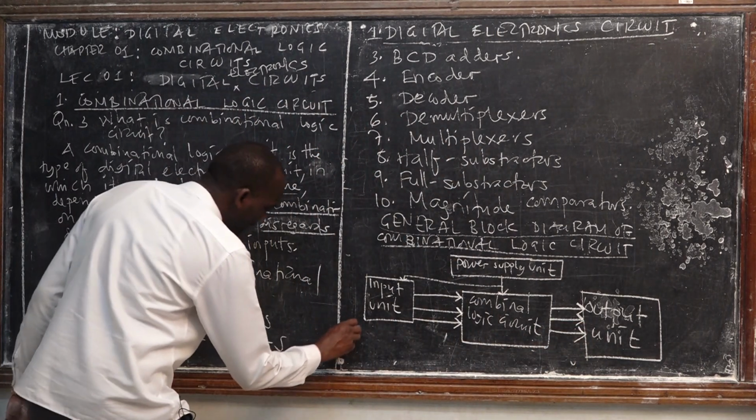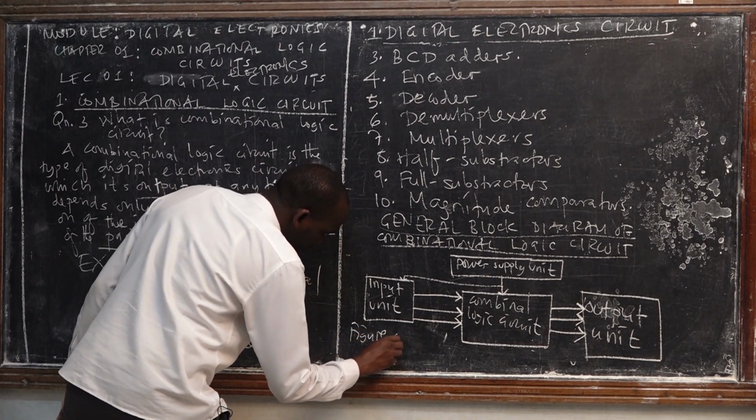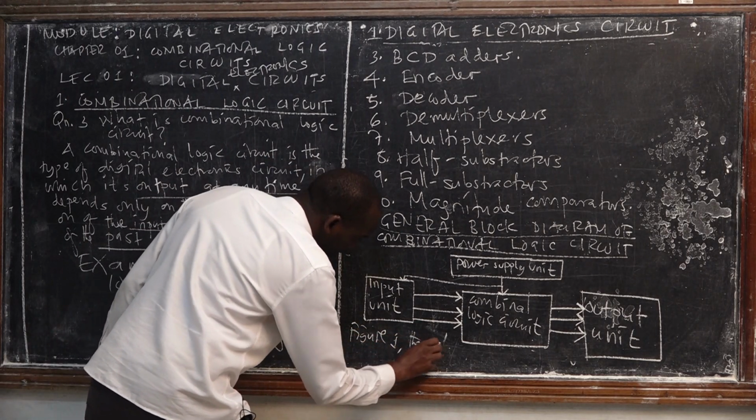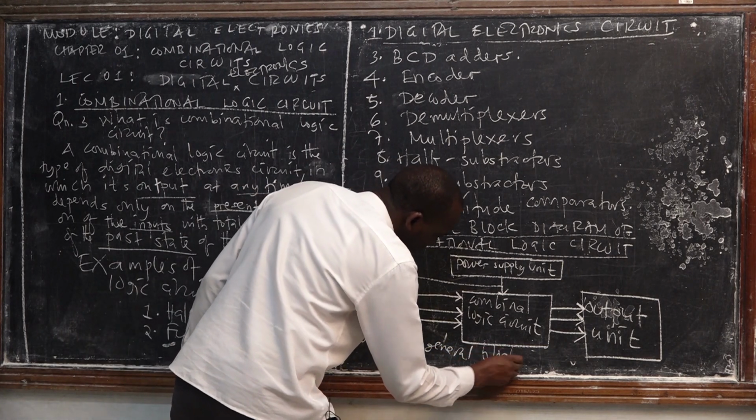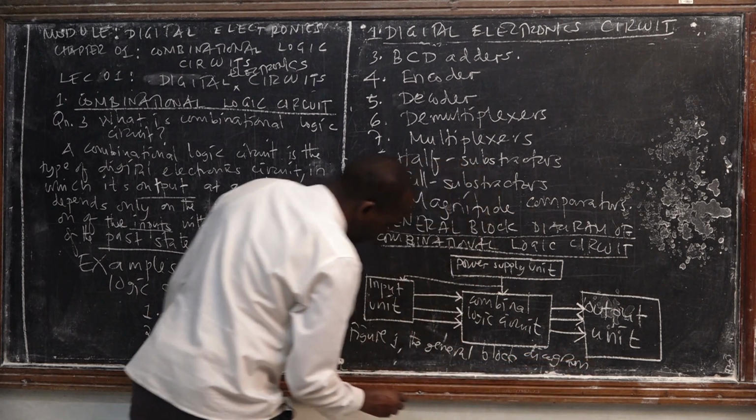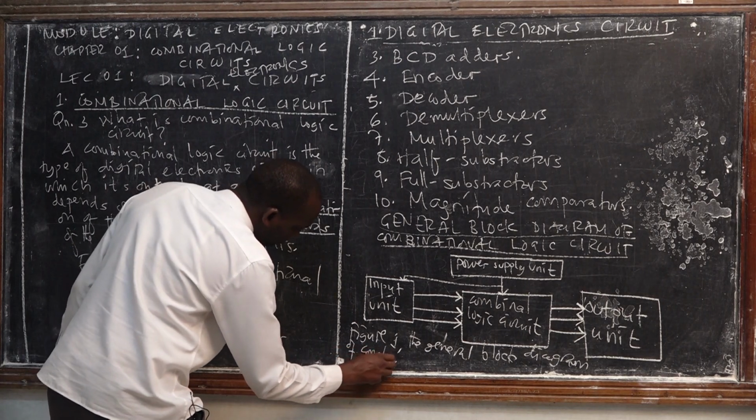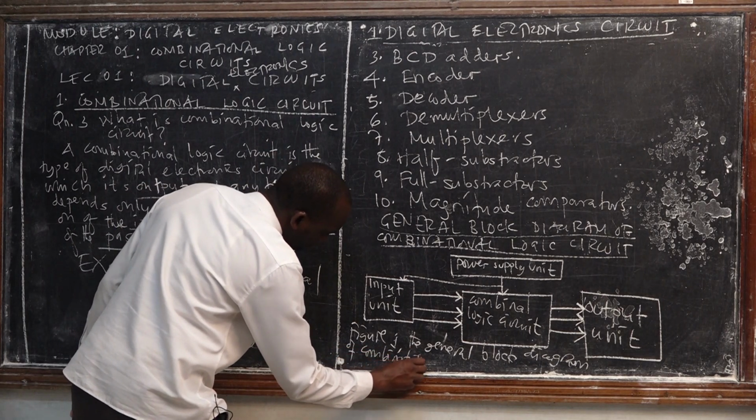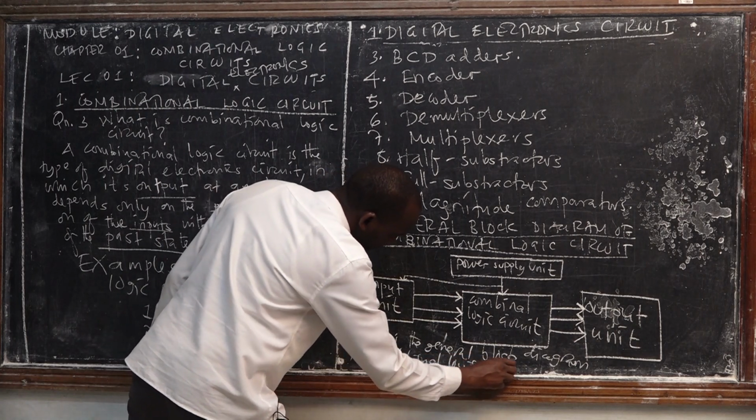So this is figure 1, the general block diagram of combinational logic circuit.